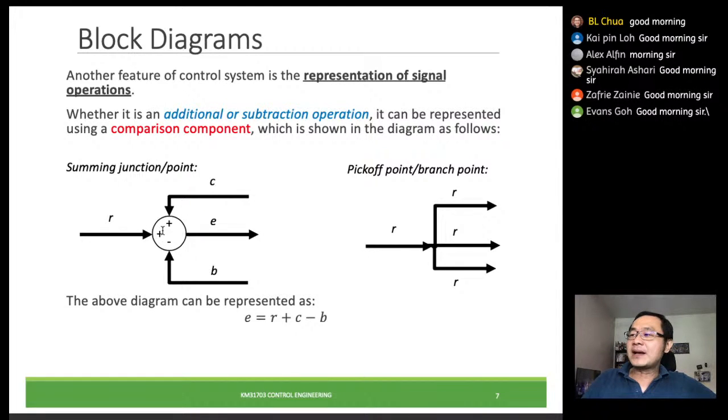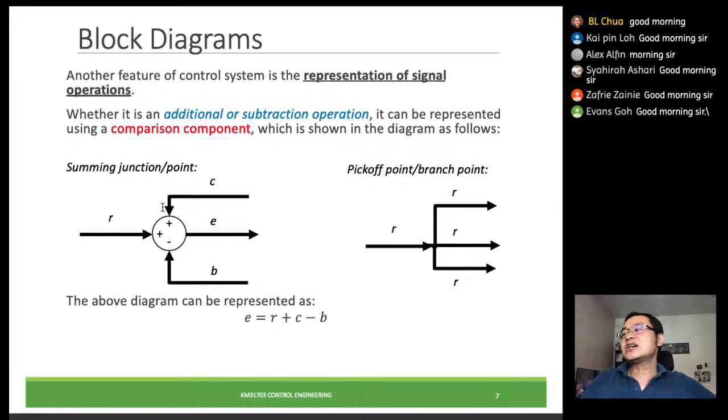So when we see a plus, meaning to say this signal R will be added at this point. So we will plus R, and the C signal that comes over here, we will also add in. Then when this signal B comes here, there is a minus, so we will minus this signal. So eventually that would become our output. Mathematically to represent this, we would say that the E, the output, would be equal to R plus C minus B. So we can represent this diagram mathematically as E equals R plus C minus B.